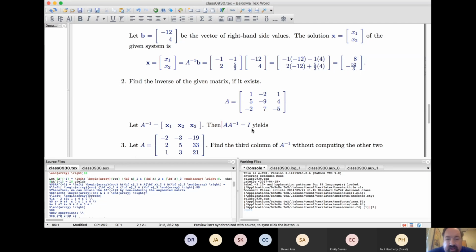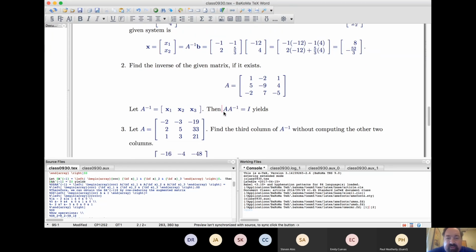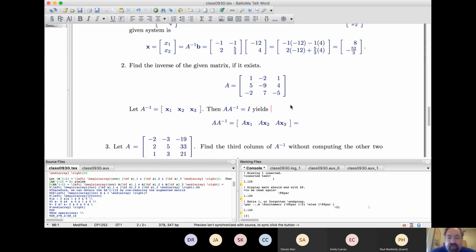But so then, if I take both sides of this equation and multiply on the left by A, then I'm supposed to get the 3x3 identity matrix. So that's what I've done here. So I'm multiplying on the left by A. That's the same as multiplying each column of the inverse on the left by A.